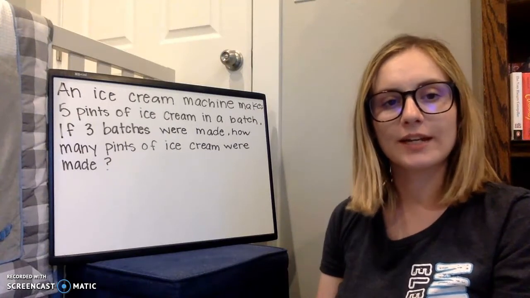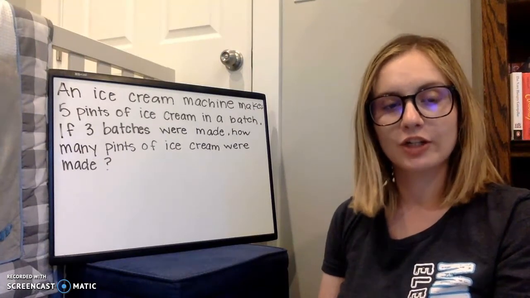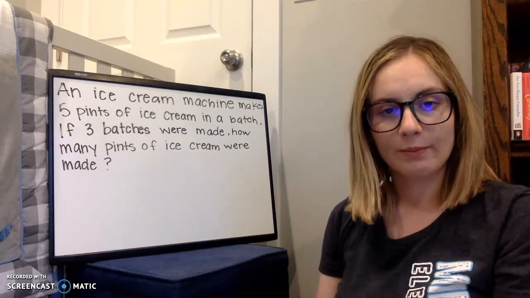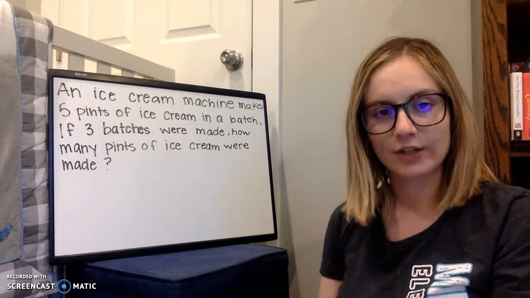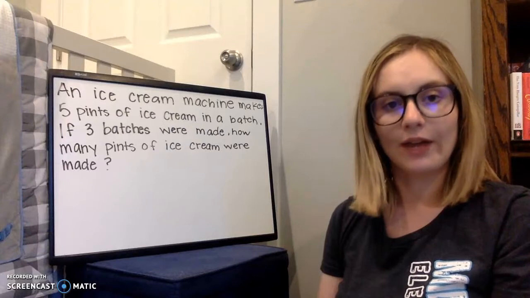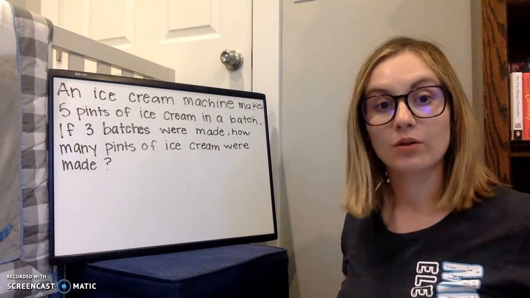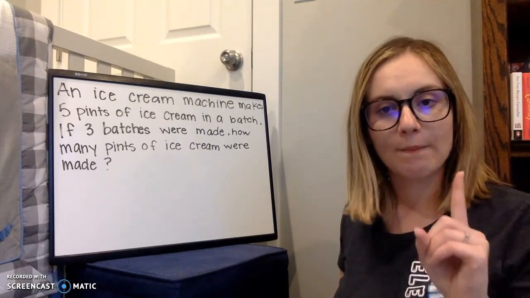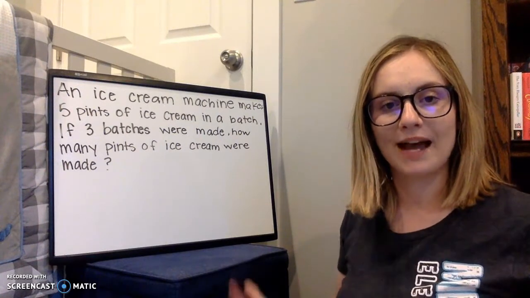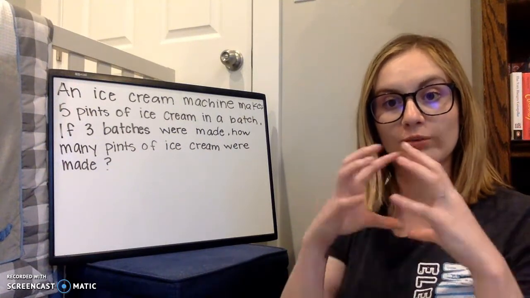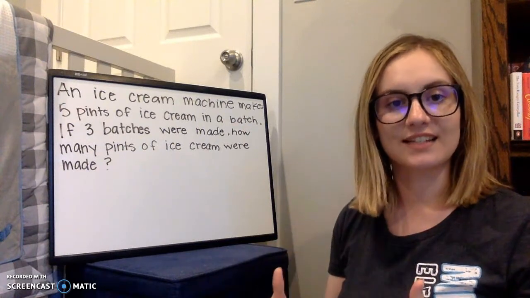Here's our first problem. An ice cream machine makes 5 pints of ice cream in a batch. If 3 batches were made, how many pints of ice cream were made? Okay, it's a word problem. Let's draw it out. 5 pints of ice cream in one batch, and there were 3 batches total. So it sounds like there's 3 groups and 5 things in those groups.